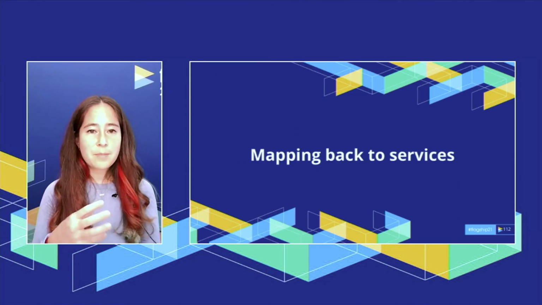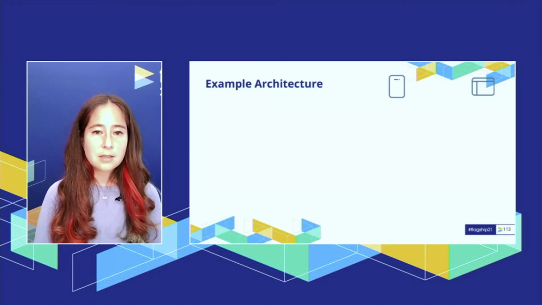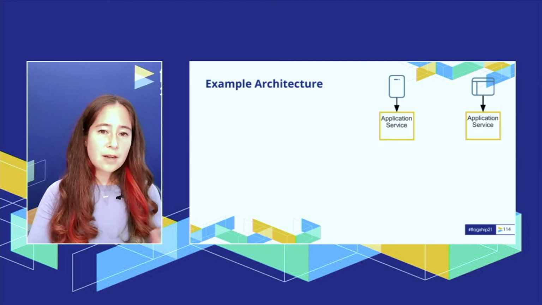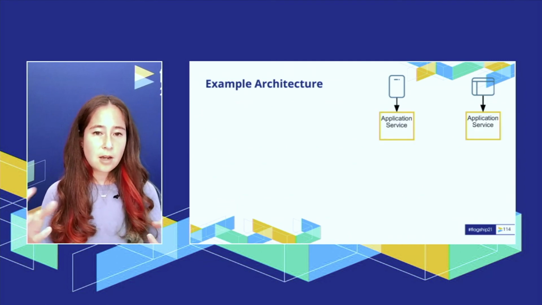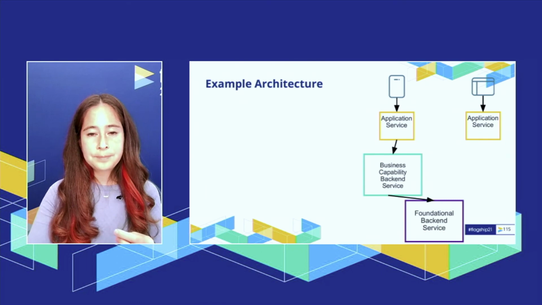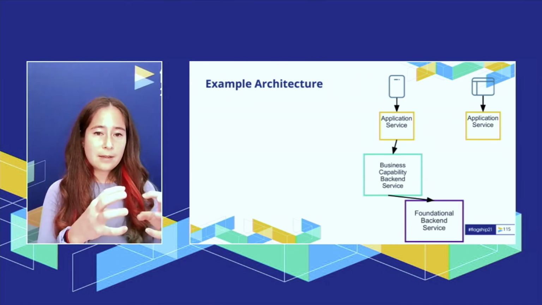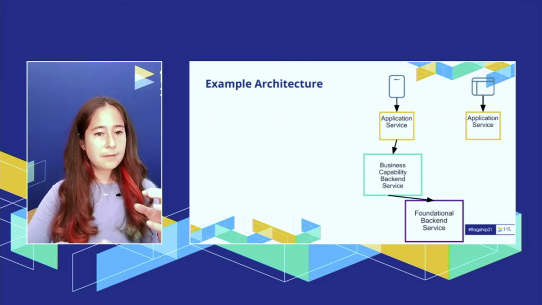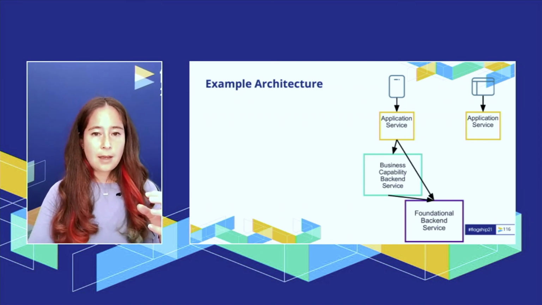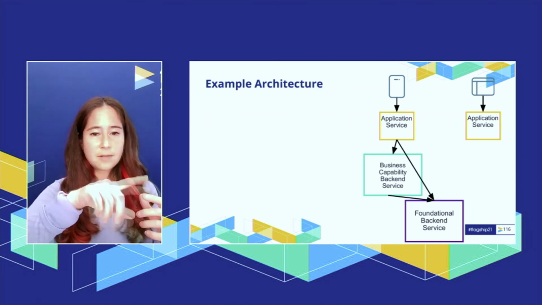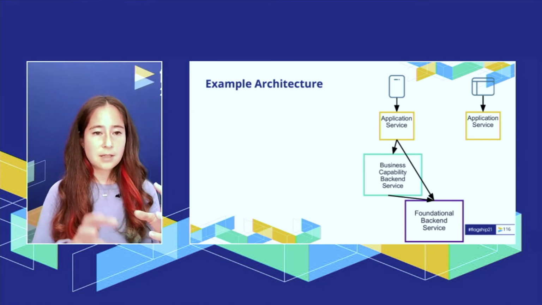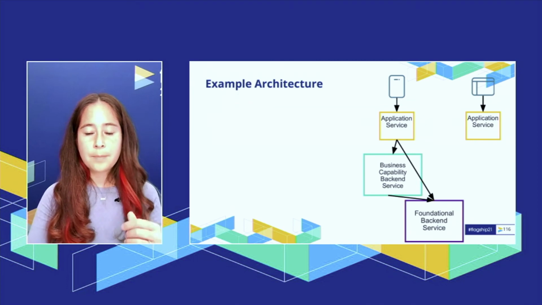So how does this map back to main services? So in an example architecture, you have your clients. They're going to talk to an application service. So that's one service. And then you might have a business capability service and a foundational capability service. And the application service can talk directly to a foundational service. It can also talk to a business capability service. So these things are a little bit fluid like that.